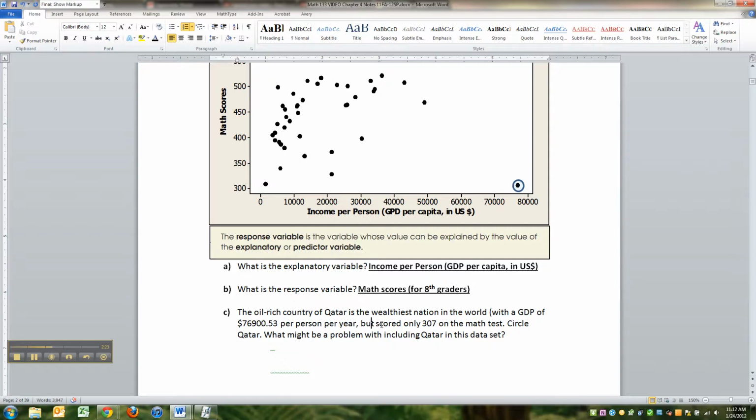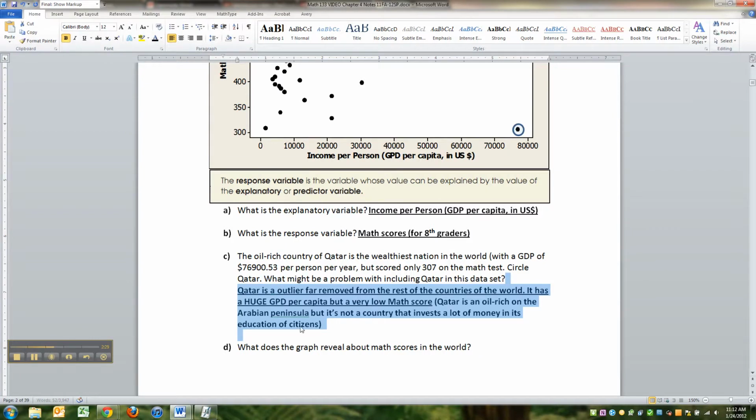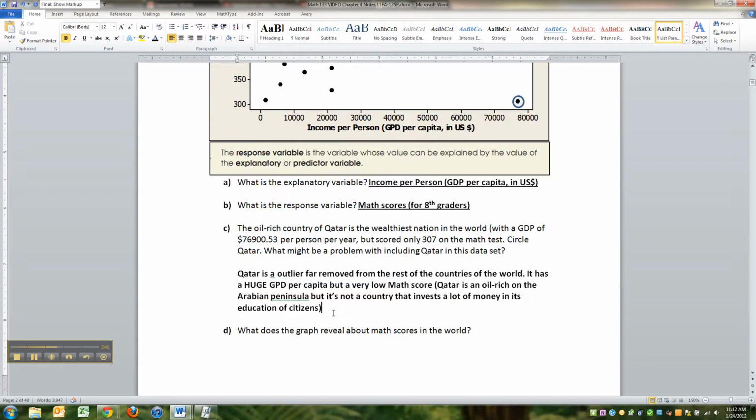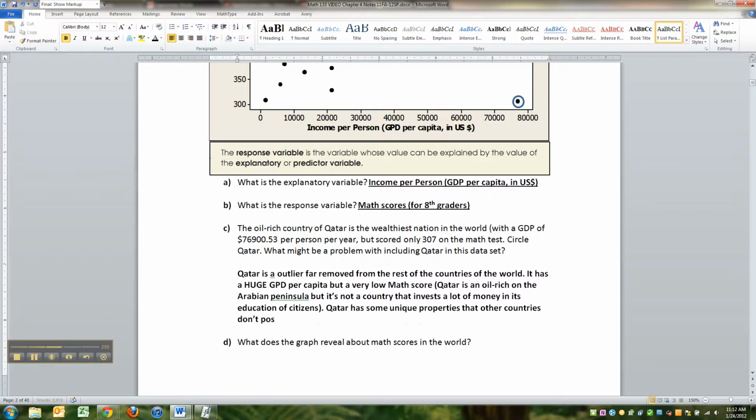All right. So what might be a problem with including Qatar in this data set? Well, Qatar is an outlier. It is far removed from the rest of the group. It has a huge domestic product, but a very low math score. In other words, maybe Qatar has some unique properties that other countries don't possess. So it might not be appropriate to compare it to other countries.